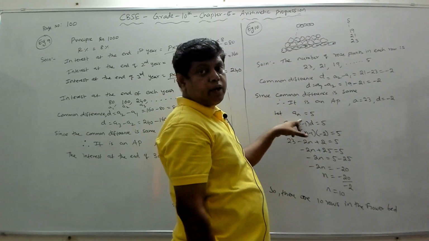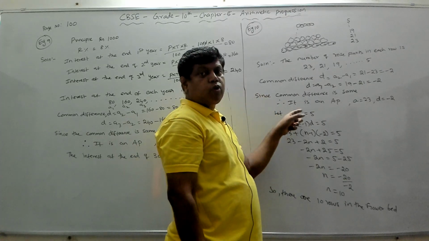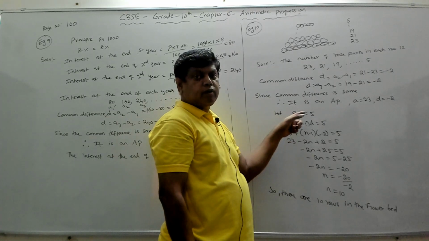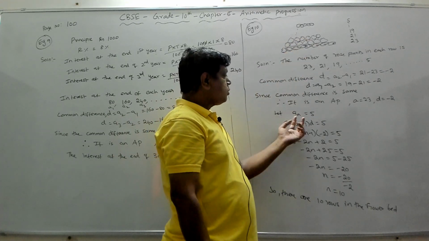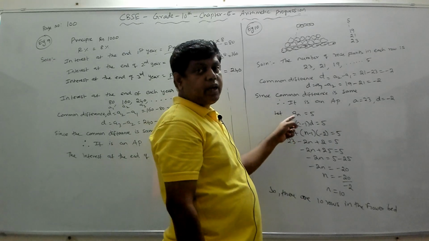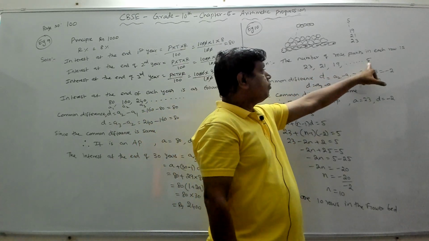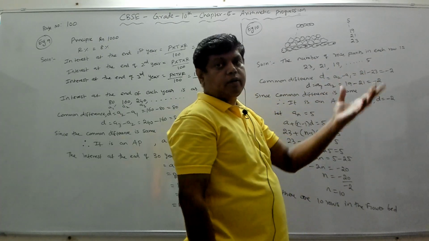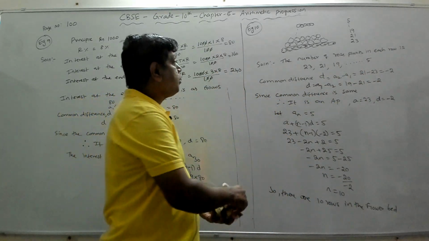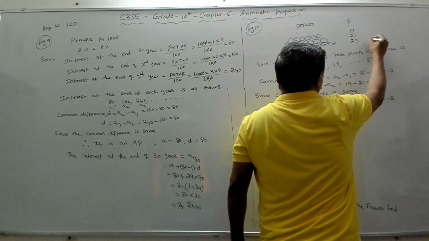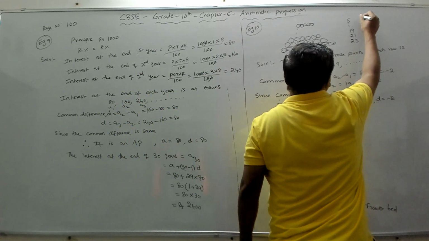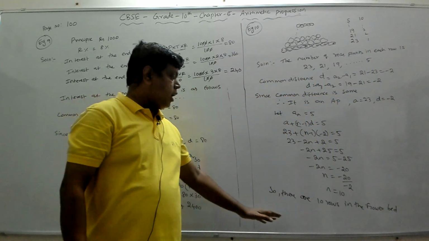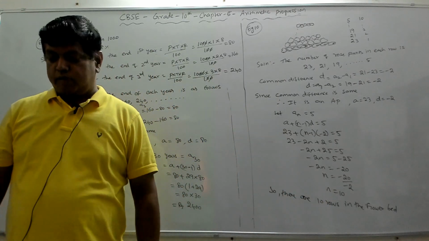So an is 5. Suppose the last row has 5 rose plants. So we'll take the last row as an, the nth term of this AP, which is the last row. So we have to find n. Once you find n, that is the number of rows. So this is your first row, second row, third row, like that. This is your 10th row because n is 10. So there are 10 rows in that flower bed.